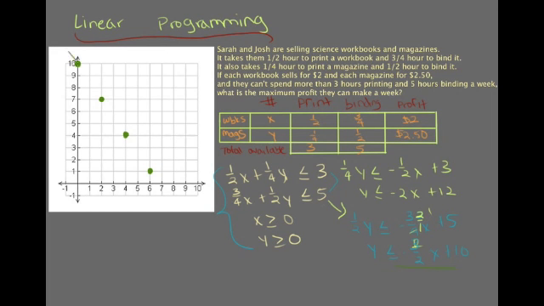Let me draw a neater line. Something like that. So that would be our first line, and it's less than or equal to, so we will shade in that region. So that's our first line.